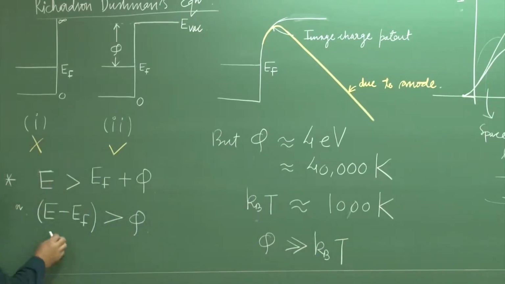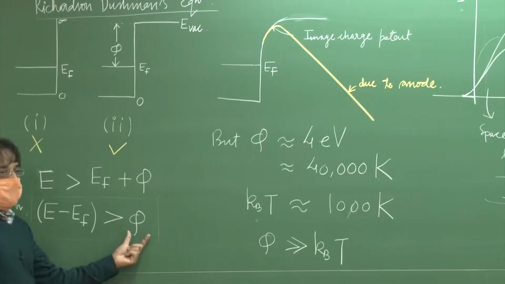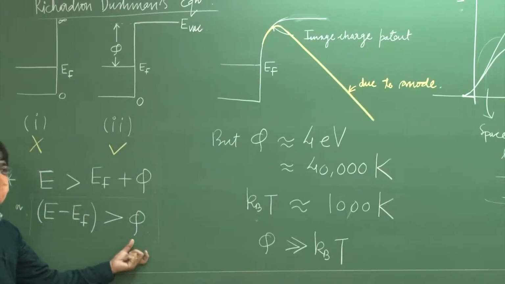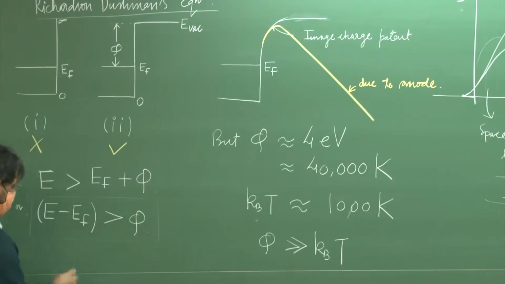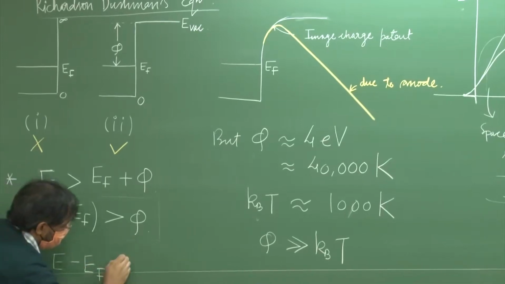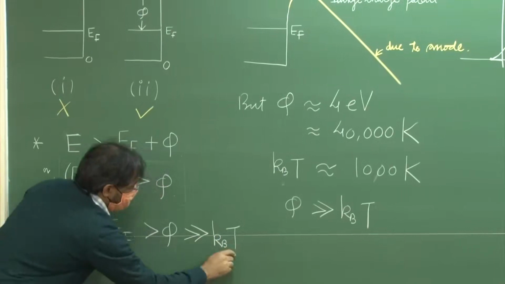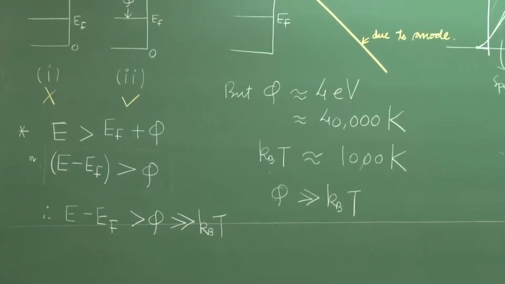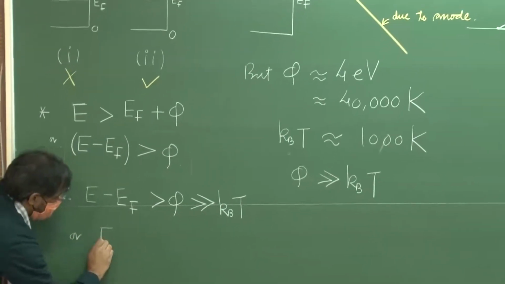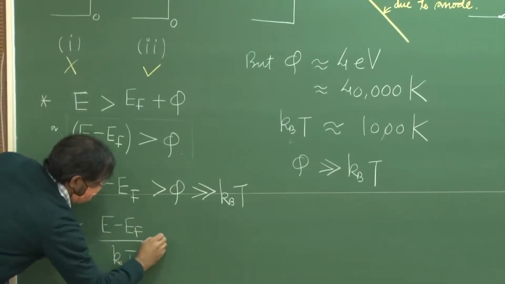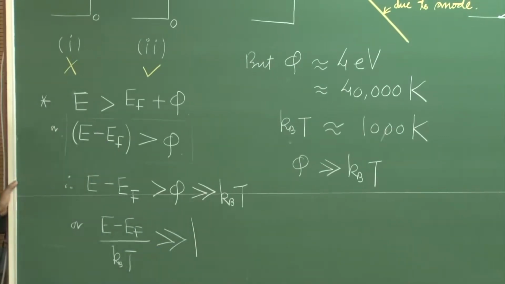So therefore, now we can recast this condition. The condition for an electron to come out of the metal is that E minus EF should be greater than phi, and phi itself is much greater than kBT. So we can say that E minus EF must be much greater than kBT, where T is the temperature at which the device is operating. Or you can say that E minus EF divided by kBT should be much greater than 1.